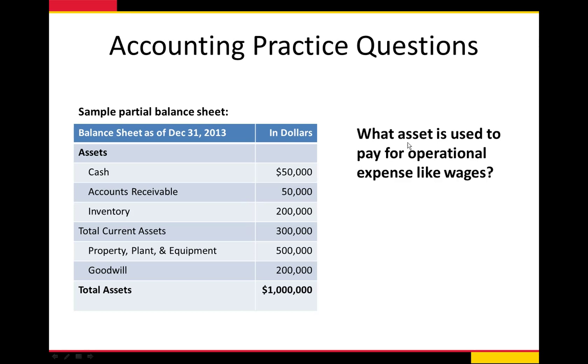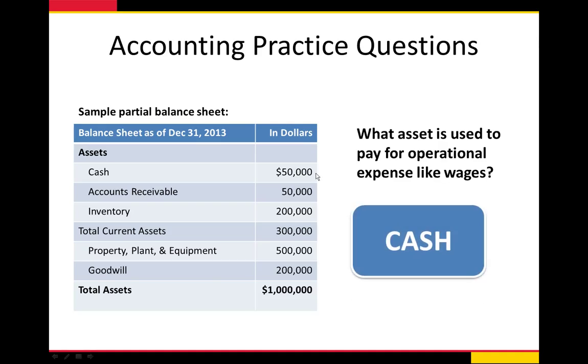So I'm asking what asset, and you've got all these different things to choose from: cash, accounts receivable, inventory, PP&E, goodwill. What are you going to select? Cash. Cash is what you've got in the bank, whereas accounts receivable is something you haven't received yet. Inventory, you'd have to liquidate it to cash to pay your wages.